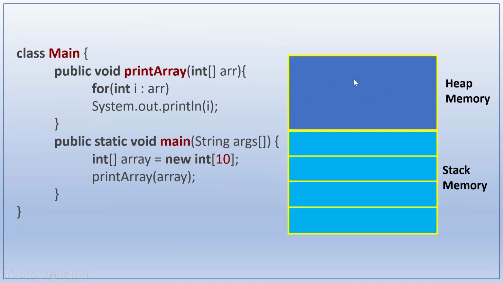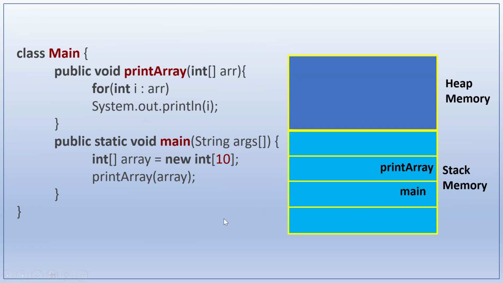The dark blue portion is my heap memory, and the stack memory is the light blue one. Now we'll see that. First of all, in this program, in the stack there will be a main function call stack. For every function call, we have a memory stack in the stack memory. We have two functions, main and printArray, so in the stack memory there will be two stacks, one for main and one for printArray.